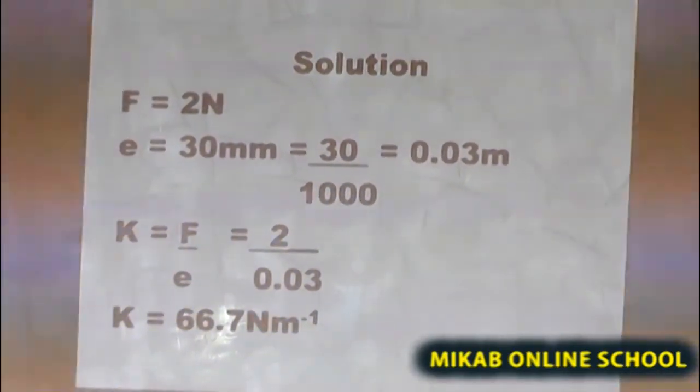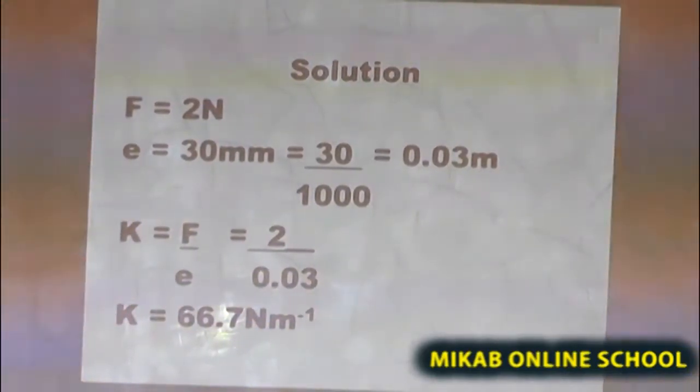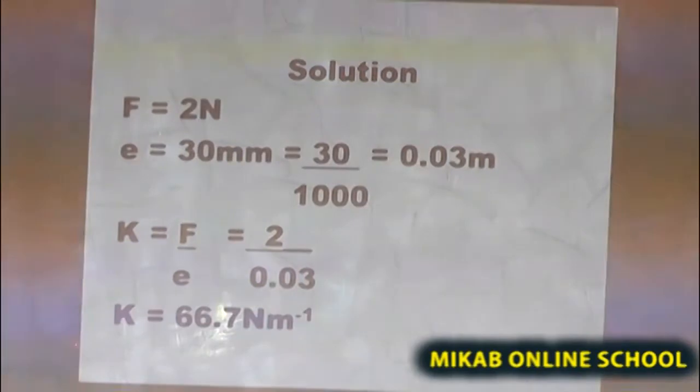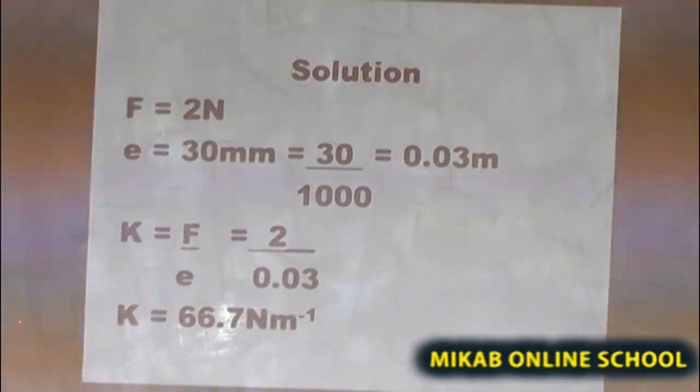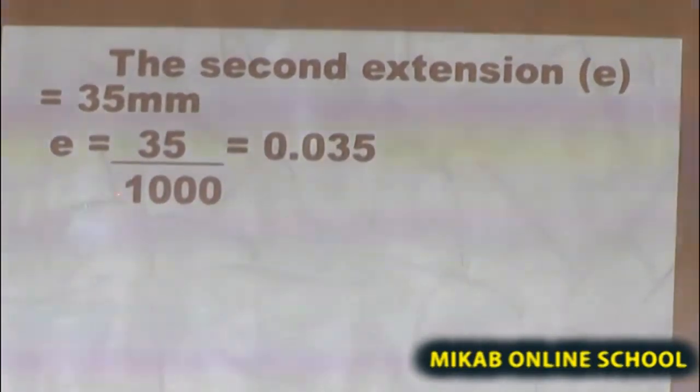After getting this now, you are going to use this to get the force for the second extension given to us in the question. Then after getting that, from there you will now get the additional force. Now look at the second extension given to us from the question, which is 35. Then you also convert this 35 millimeter to meter by dividing it by 1000.